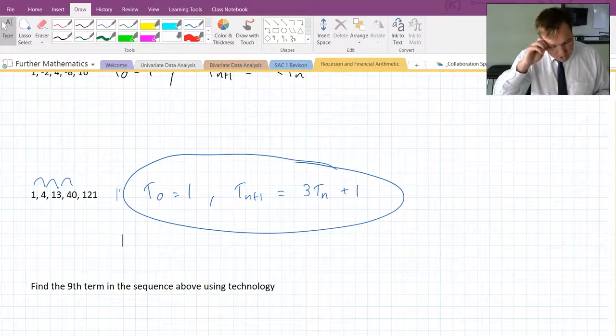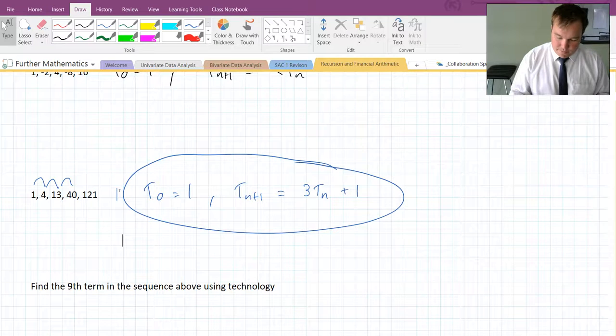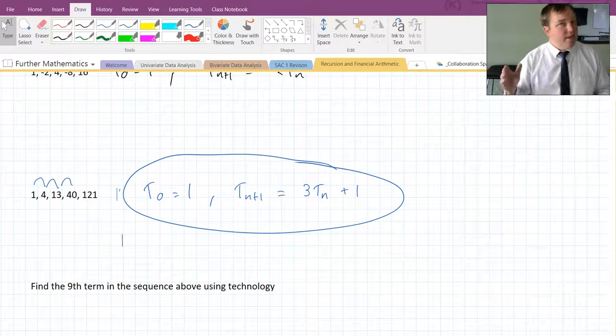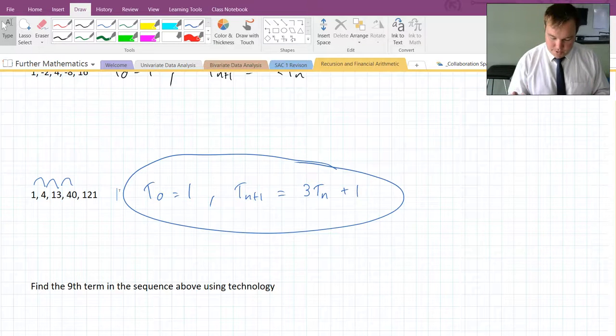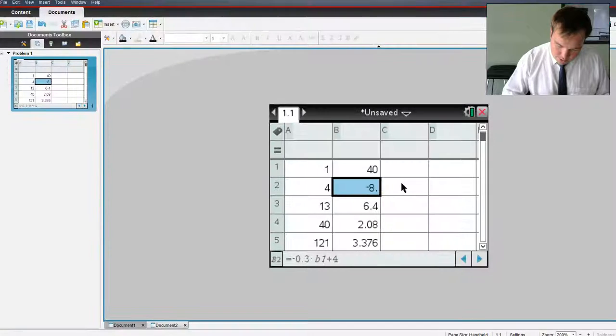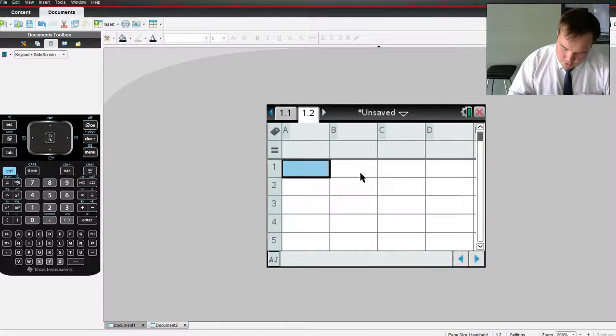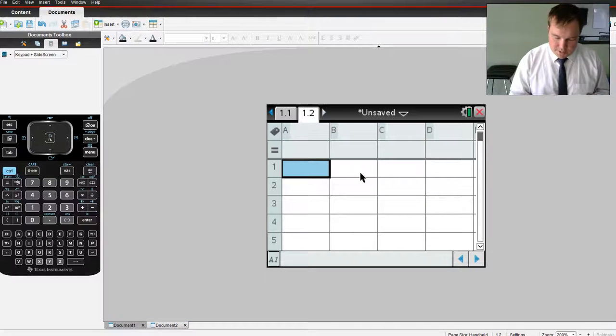Alright, find the 9th term in the sequence above using technology. Now, doing this by hand all the way out to the T8, or the 9th term, would be a little frustrating. So what we do is we go to our calculator. And there's one I did earlier. Let's go to a new one. Alright, and we get up a spreadsheet like this.